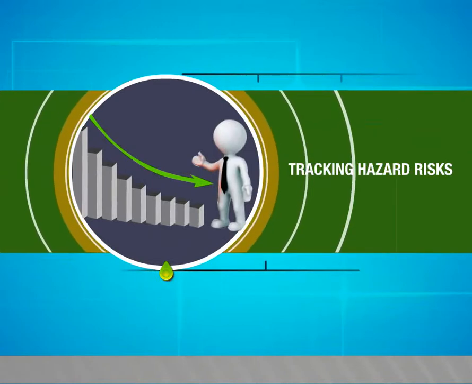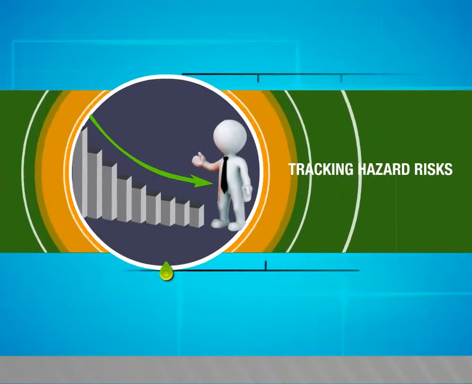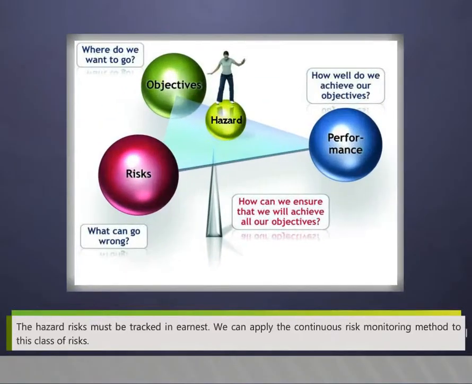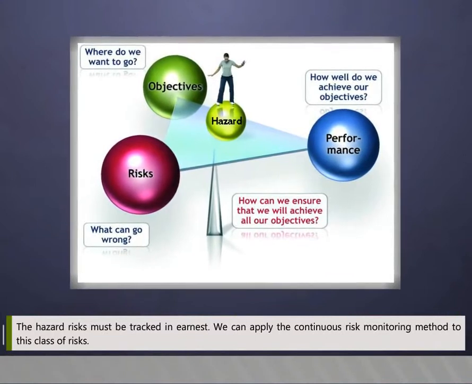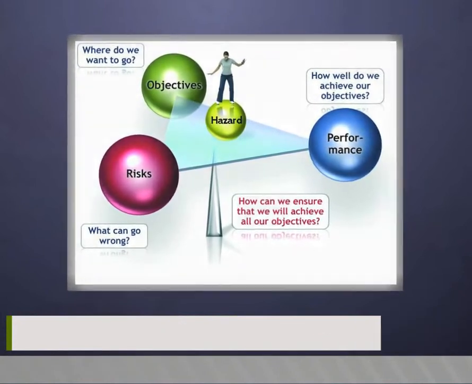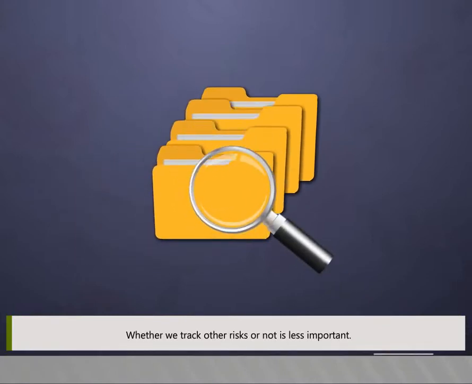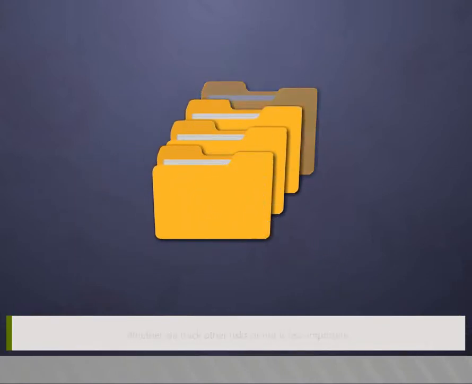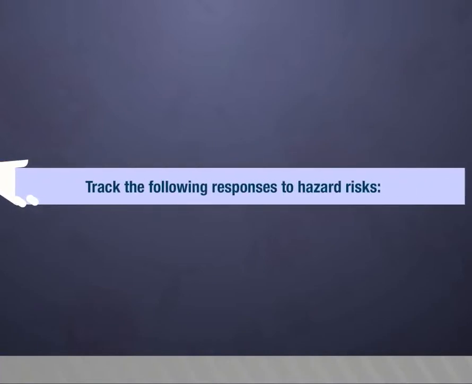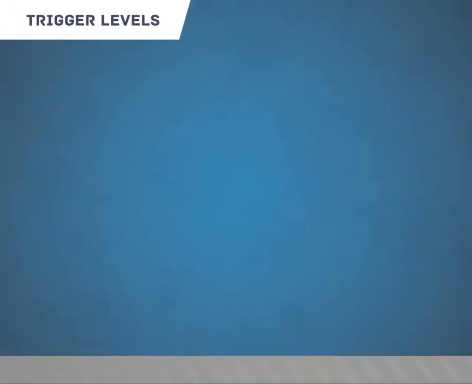Tracking hazard risks. In this video, we are going to see about tracking hazard risks. The hazard risk must be tracked in earnest. We can apply the continuous risk monitoring method to this class of risk. Whether we track other risks or not is less important. Track the following responses to hazard risks. Trigger levels.